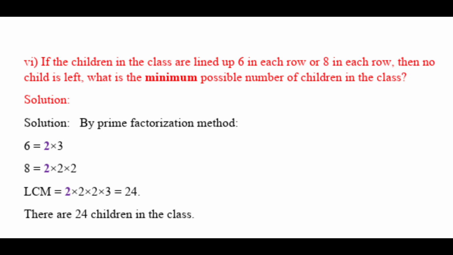Hence, for the minimum possible number, here we will calculate the LCM. The LCM is the product of common and uncommon both. So for 6 and 8, the LCM is 24, 2 multiplied by 2 multiplied by 2 multiplied by 3. The product of common and uncommon factors. Hence, there are 24 children in the class, so that the lines can be made as 6 in each or 8 in each and no child is left.